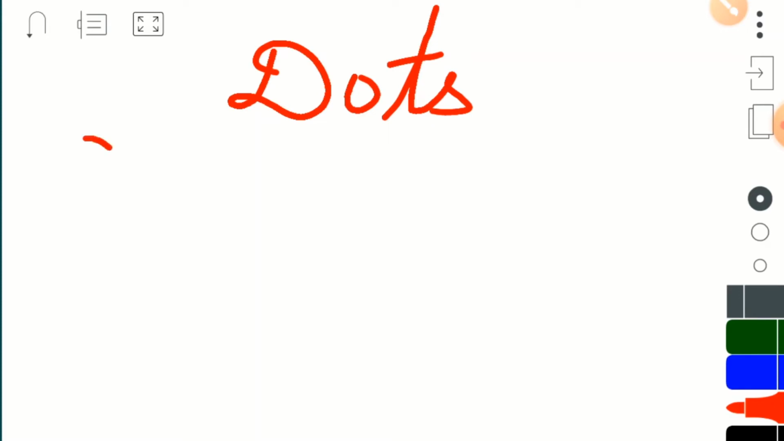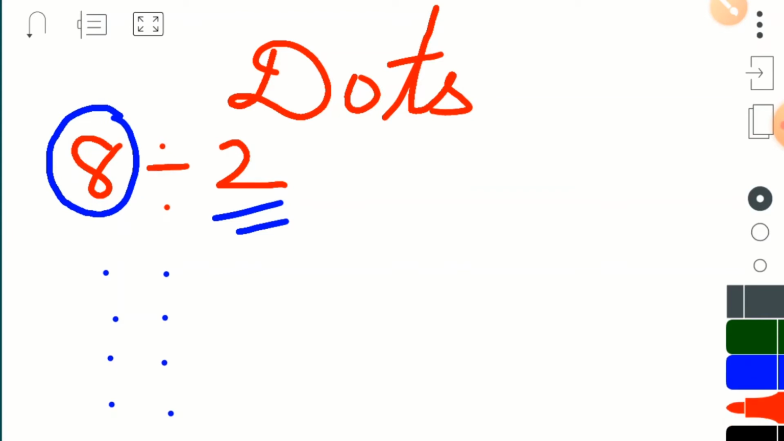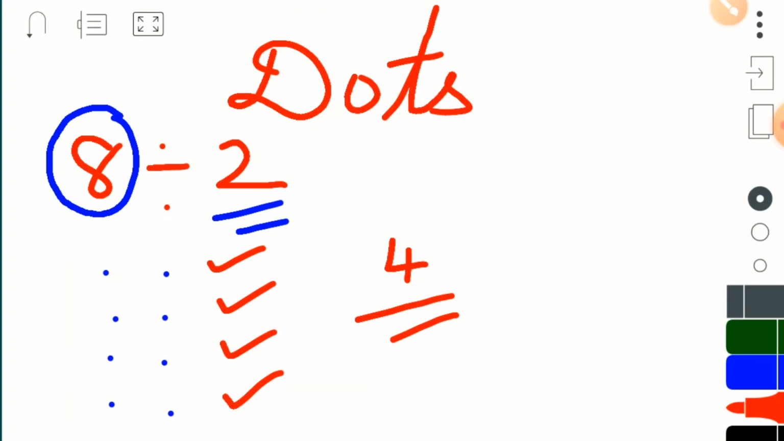Question is given as 8 divided by 2. Now here we will put 2 dots per row, meaning in the first row 2 dots, then we will continue counting till 8. 3, 4, 5, 6, 7, 8. So till how much we will put the dots? 8. Now how many rows have we got? We will check. We have got 1, 2, 3, 4. How many rows have we got? 4. So 8 divided by 2, your answer will be 4.